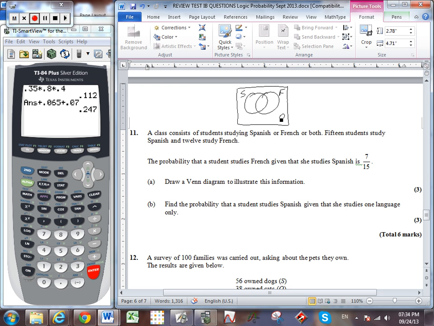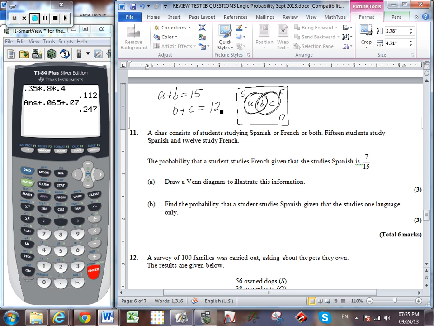15 students study Spanish and 12 study French. So this entire circle is going to be 15, and this entire circle is going to be 12. But I don't actually know how many are in these 3 regions yet. I suppose I could call them A, B, and C, and I could note for now that A plus B is equal to the total of Spanish studiers, which is 15, and B plus C is equal to all of the French studiers, which is 12.